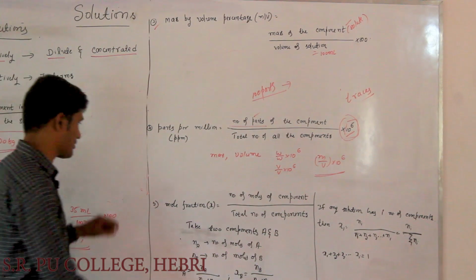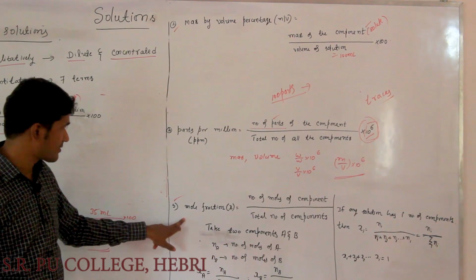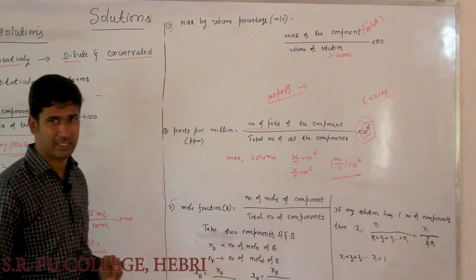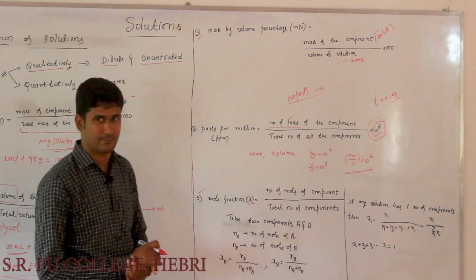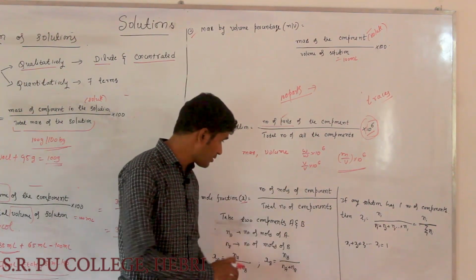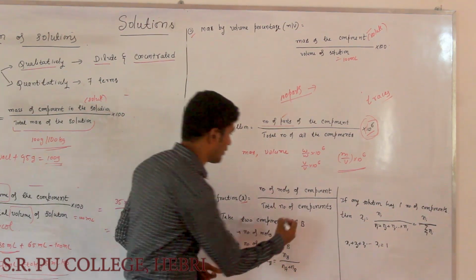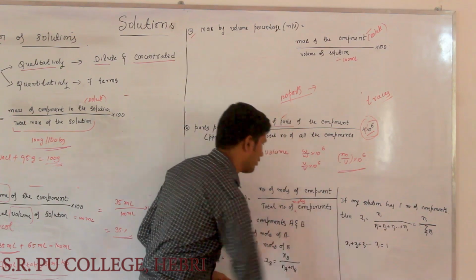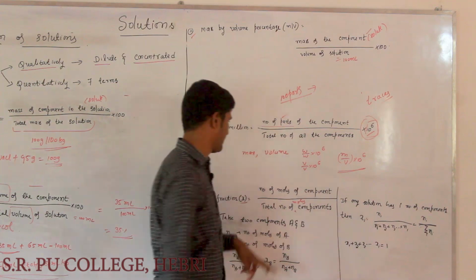The next term, the fifth concentration term, is mole fraction. You studied this concentration term in your first PUC classes. So how do you define mole fraction? Its symbol is small letter x. Mole fraction is equal to the number of moles of the component divided by the total number of moles of all the components.